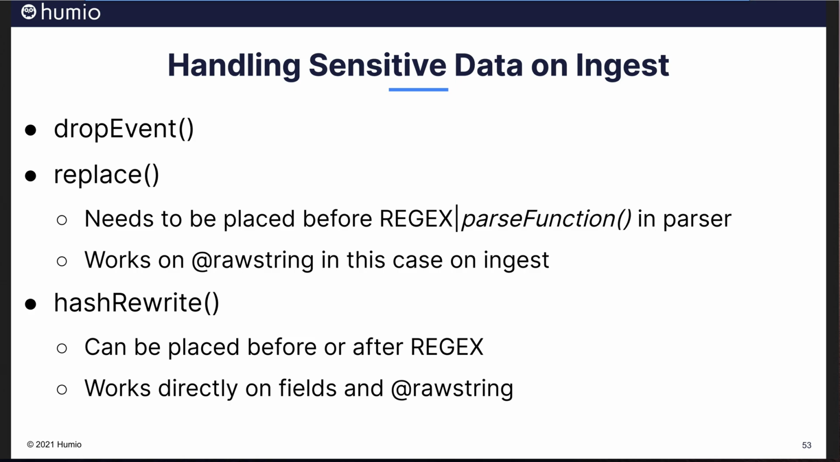In the case of sensitive data, there are at least 3 functions to handle it. One is drop event, which will drop events entirely when detecting the matching case in parsing. Replace will replace the value of a regex with a random string or mask, and hash rewrite will calculate a secure hash field for the field storing the event. I will show you how to do the first 2 of those in this demo.